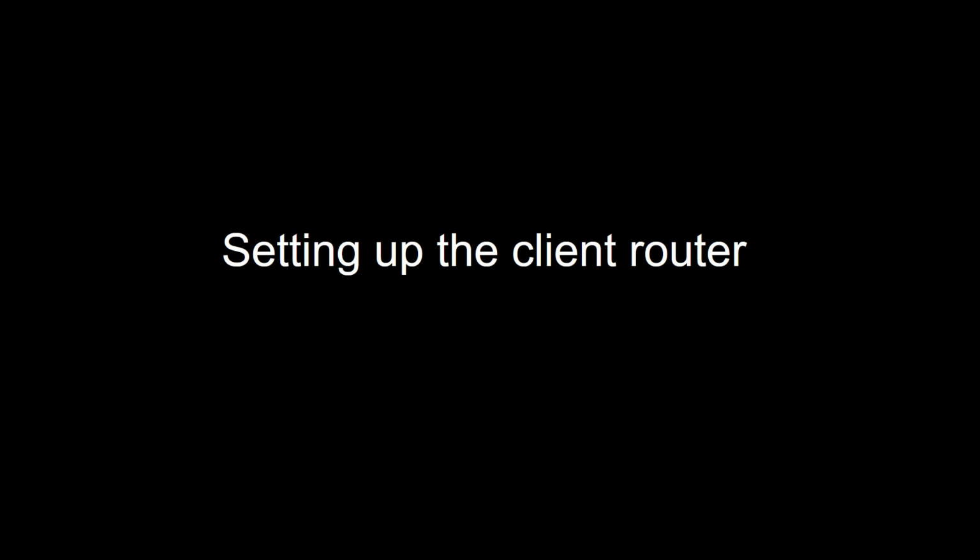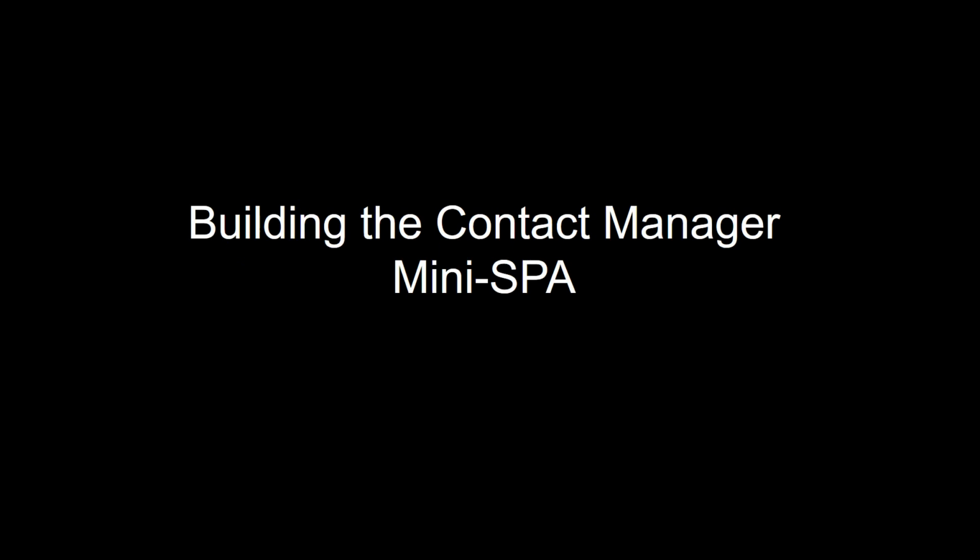How do I set up the client router so I can navigate to different sections of my application using client-side routing? Aurelia comes with a powerful client-side router just like any other JavaScript framework. Building the contact manager mini SPA. SPA is an acronym for single page application. And like I said, in the modern application that we're going to build, I'm going to have two mini SPAs. One is a contact manager and another one is a task manager.